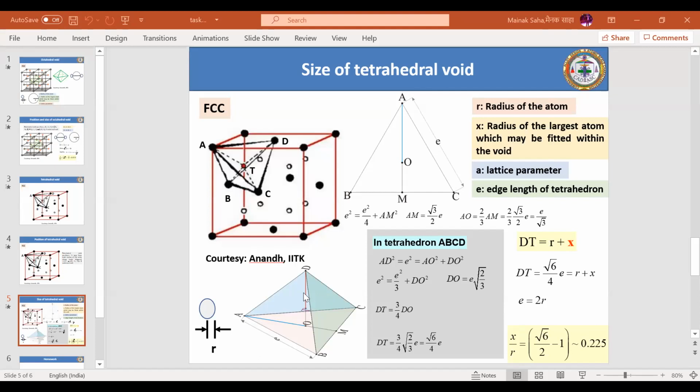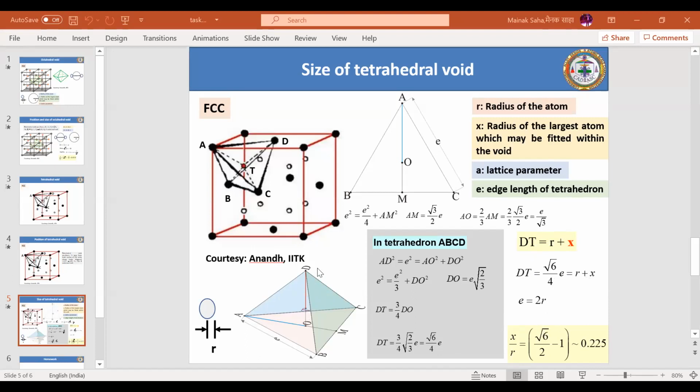So DT is equal to the radius of this atom, x, plus the radius of this atom, r. So that's r plus x. So it's equal to what? So DT, you already know the value. Root 6 by 4 E, you already know the value. So that is equal to r plus x. So now, what is the relationship between E and r?